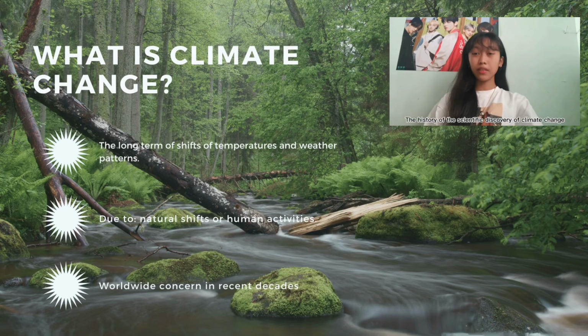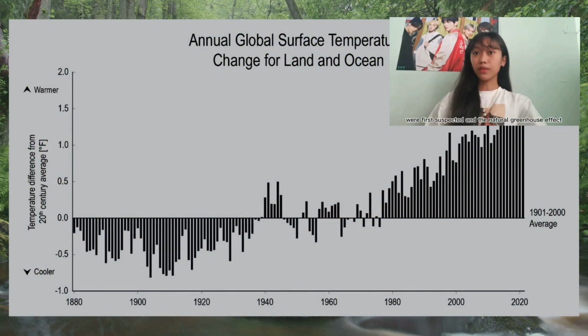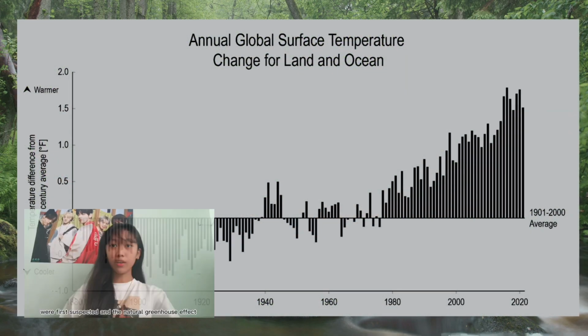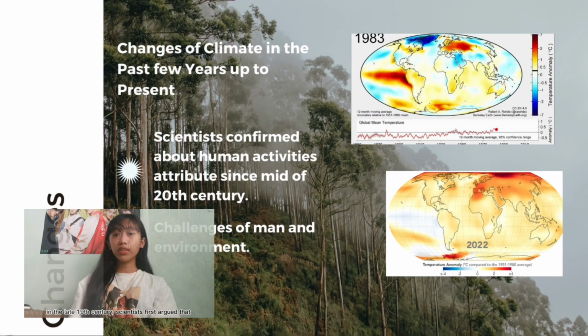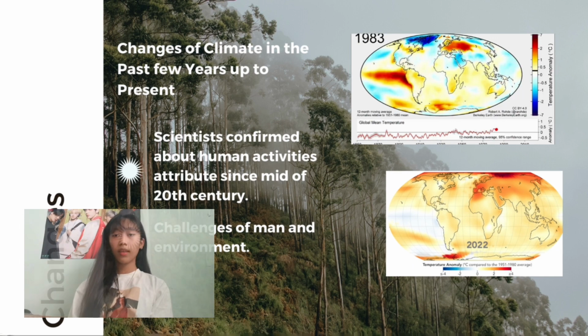The history of the scientific discovery of climate change began in the early 19th century, when ice ages and other natural changes in paleoclimate were first suspected and the natural greenhouse effect was first identified. In the late 19th century, scientists first argued that human emissions of greenhouse gases can change Earth's energy balance and climate. Many other theories of climate change were advanced, involving forces from volcanism to solar variation.